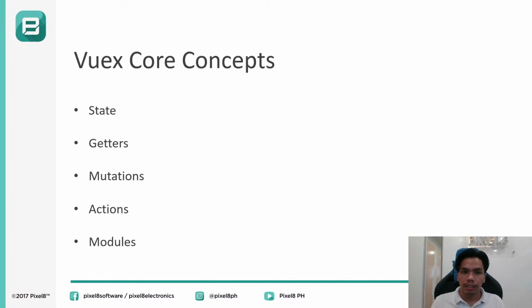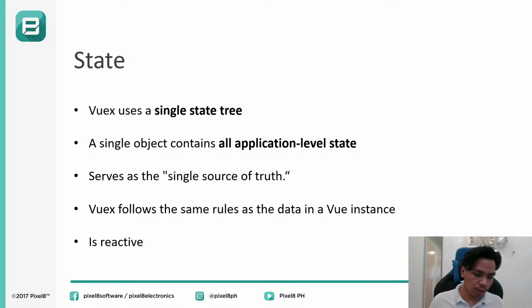In essence, Vuex has 5 concepts: the state, the getters, mutations, actions, and then modules. So let's start with the first, state. What is a state? Vuex uses a single state tree, meaning it is a single object that contains all application-level state. Meaning, the state itself is a single source of truth.